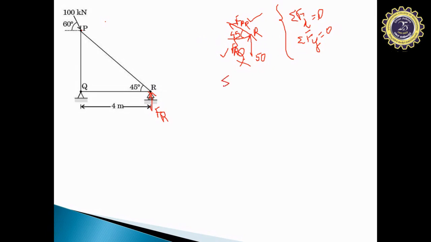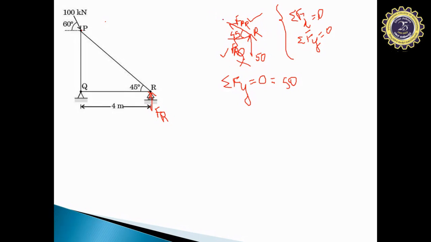So if we take sigma Fy equal to 0, what are the forces that are in vertical nature? One is purely vertical force, that is 50, which is in upward direction. Hence, it will be plus 50. Now, we have considered here it to be a tensile force. PR direction is tensile in nature. Yes or no? The arrow is moving away from the joint. So let us assume it to be tensile force as of now.